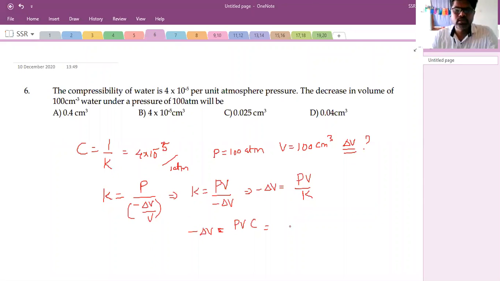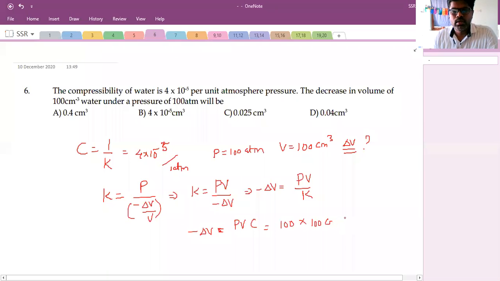Then you can substitute. P V equals 1 by K is C, compressibility. Then you can substitute: P is pressure, 100 atmosphere, into volume 100 centimeter cube, into compressibility is 4 into 10 power of minus 5 per atmosphere.